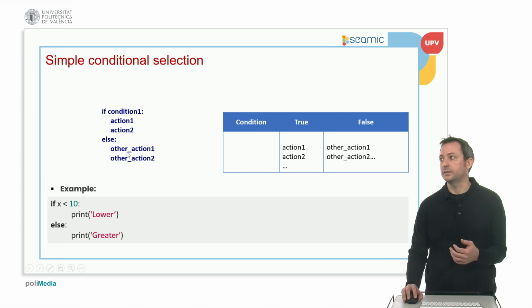Here you have an example. If this is true, then this print will be shown. Otherwise, this print will be shown. Take into account that this otherwise, this else, refers to any case that is not true. So, it can be greater, but it can be equal as well.